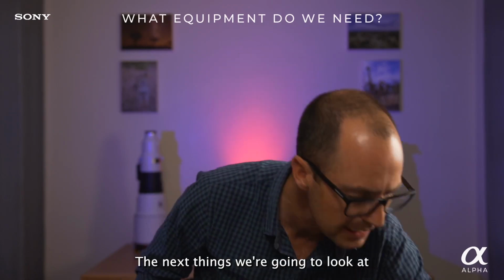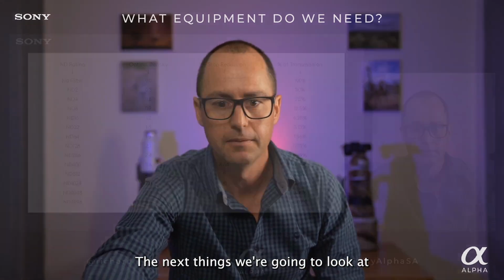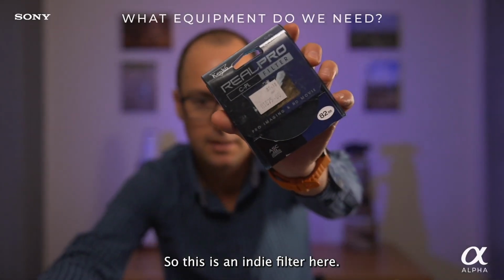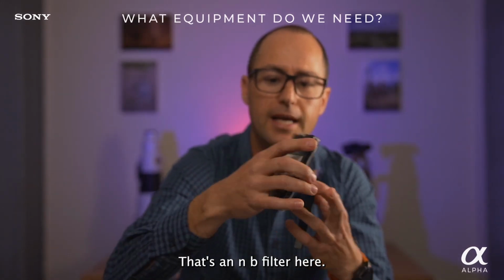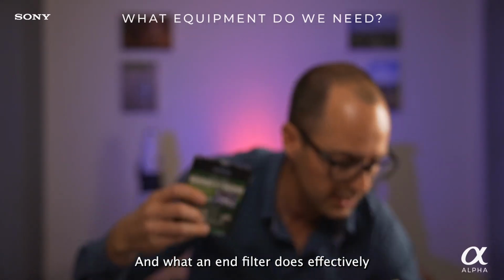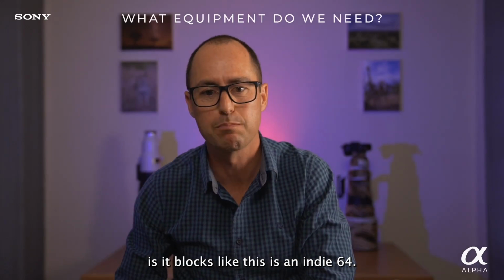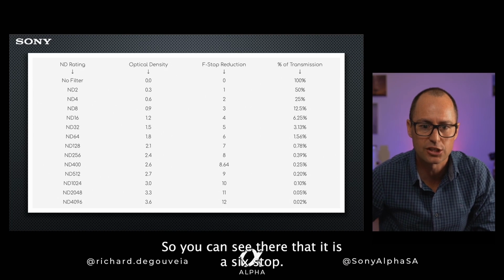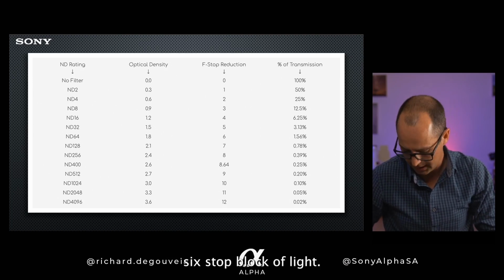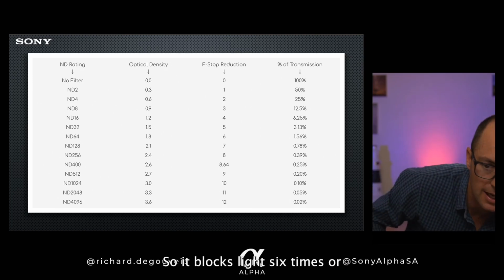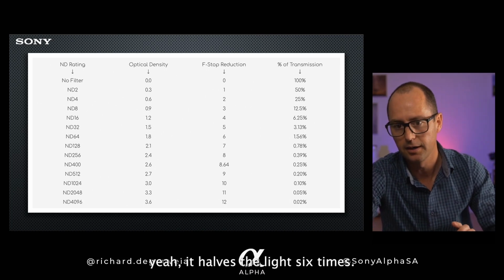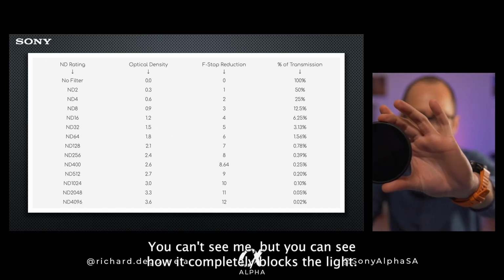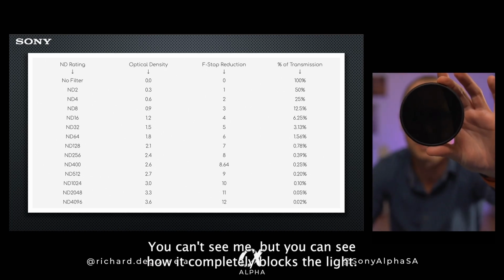The next thing we're going to look at is an ND filter. So this is an ND filter here. No, that's the polarizer, sorry. That's an ND filter here. And what an ND filter does effectively is it blocks light. This is an ND64. So you can see there that it is a 6-stop block of light. So it halves the light 6 times. So you can see through there. You can't see me, but you can see how it completely blocks the light.